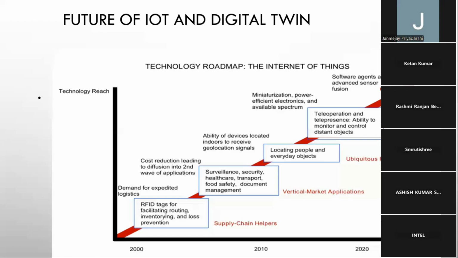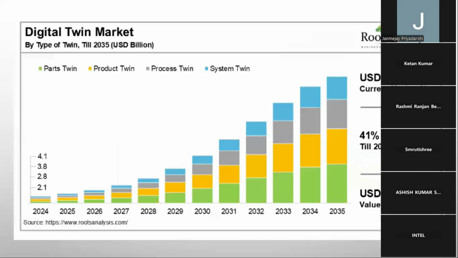as well by 2025. Now, what is the future then? There is an organization called Roots Analysis, and that organization estimated the digital twin market by 2035. Today we are in 2025, and the market is very small at this moment. By 2035, the estimated digital twin market will be 240.3 billion, which is a very, very high market cap.